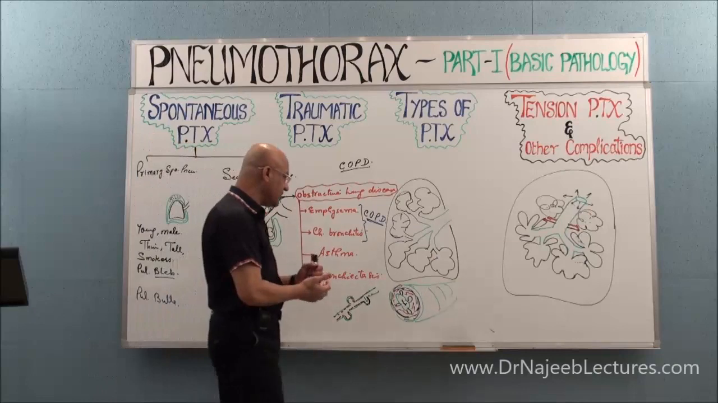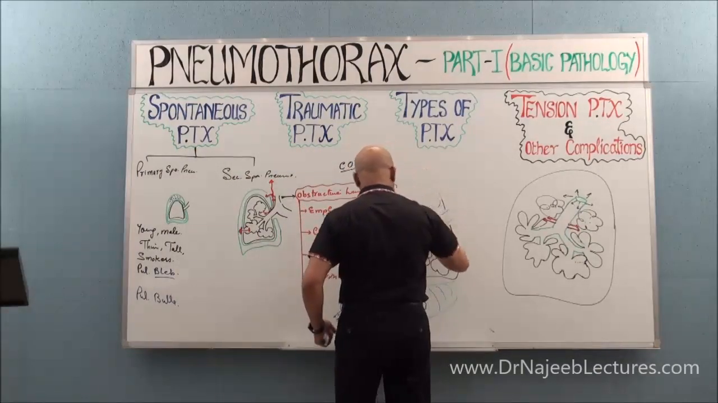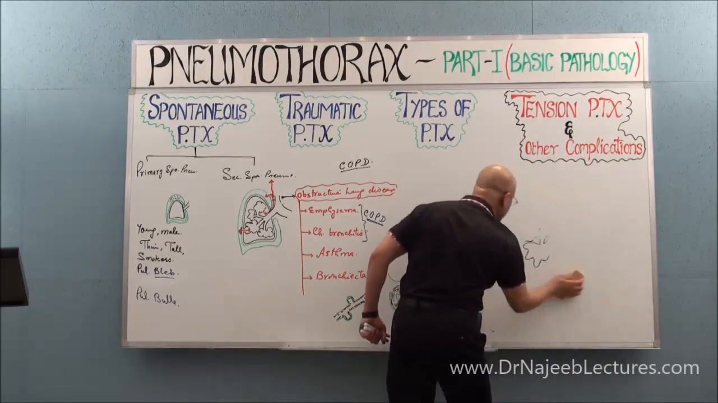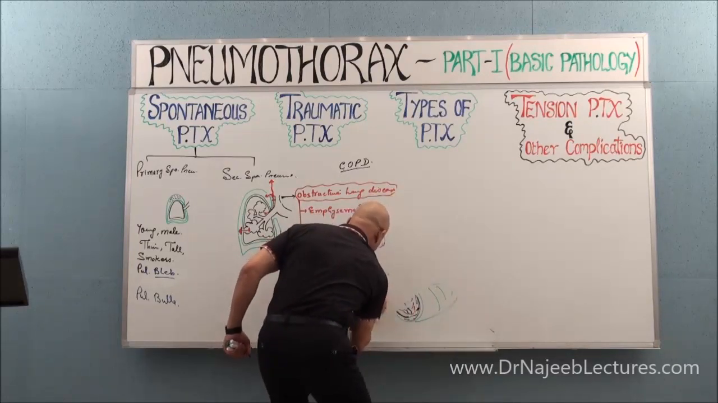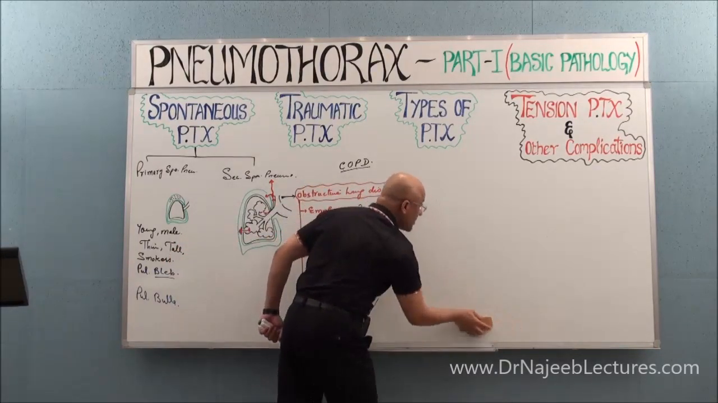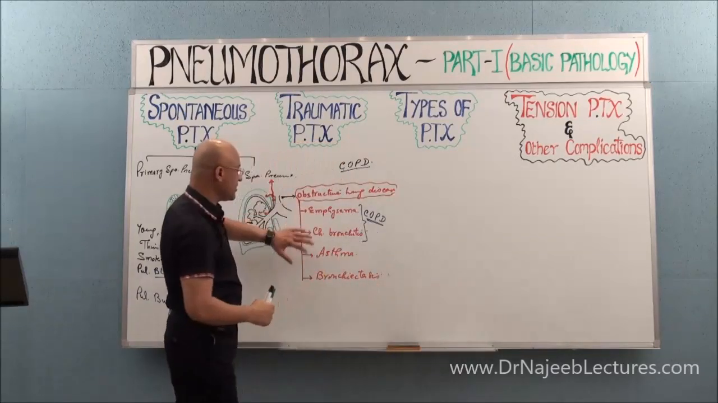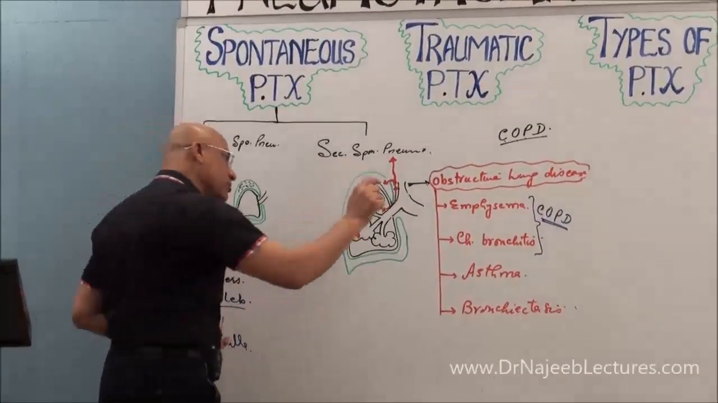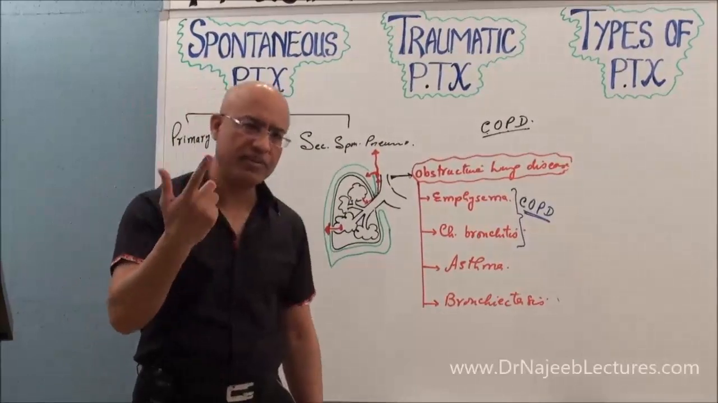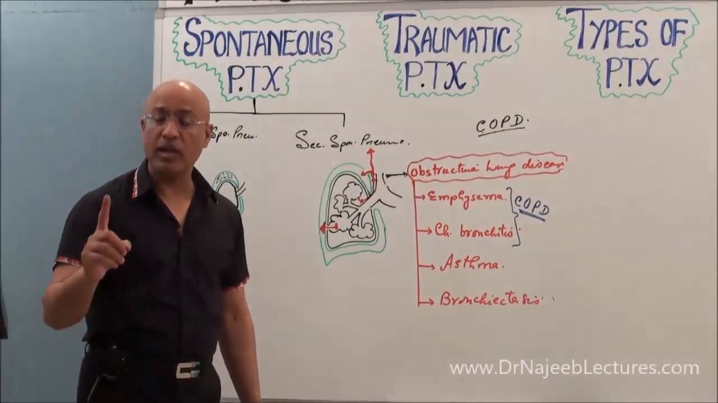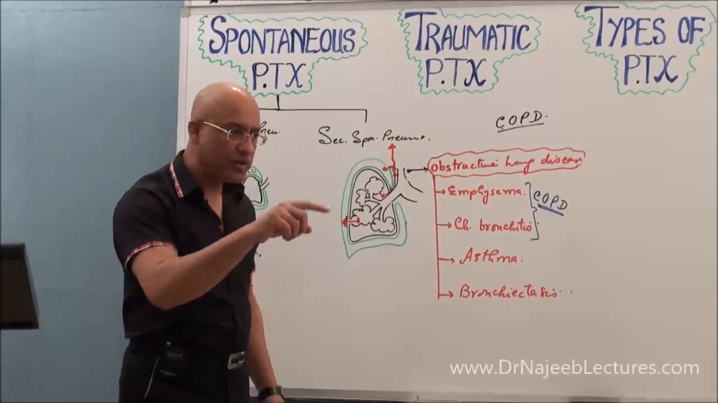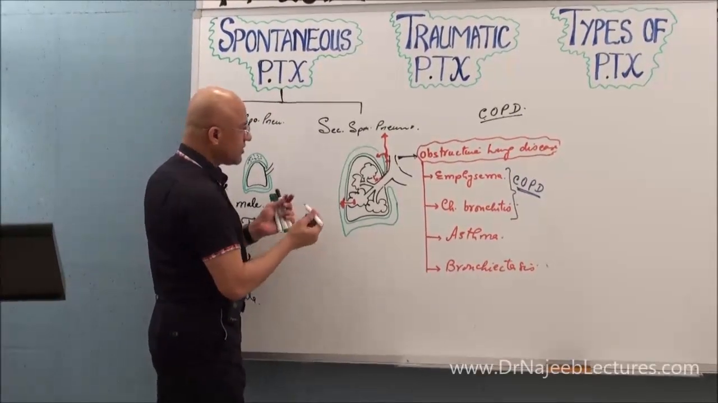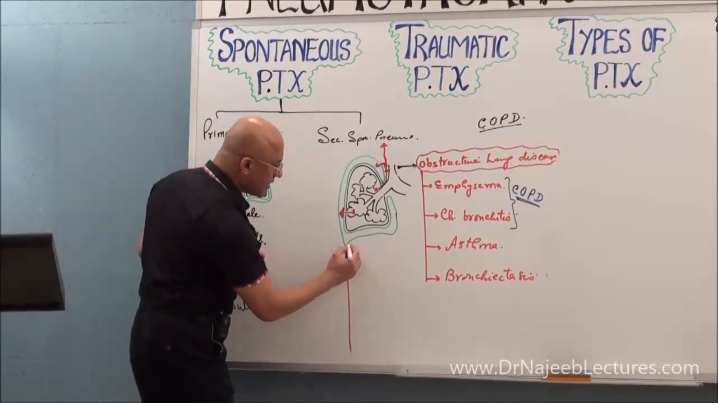Then another group of diseases of lungs that is destructive and cavitatory lesions of the lung, pathologies. Already we have discussed obstructive lung diseases, in which two of them are COPD. But there can be other underlying pathologies. They can also produce spontaneous secondary pneumothorax. What could be the other causes? I told what could be those causes.